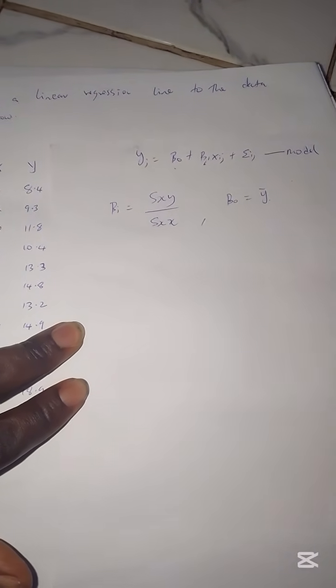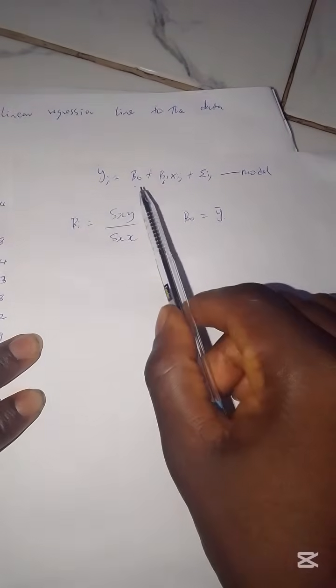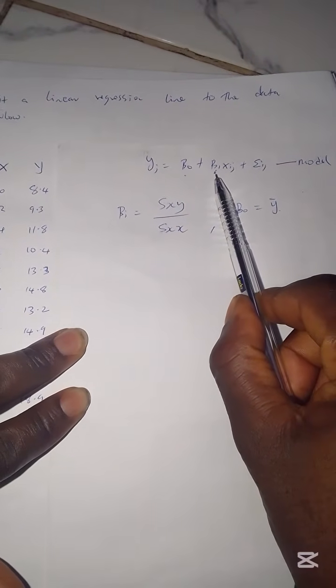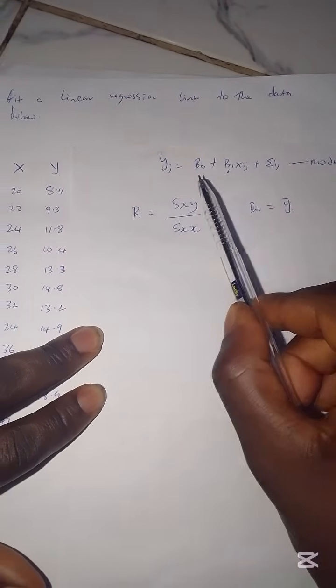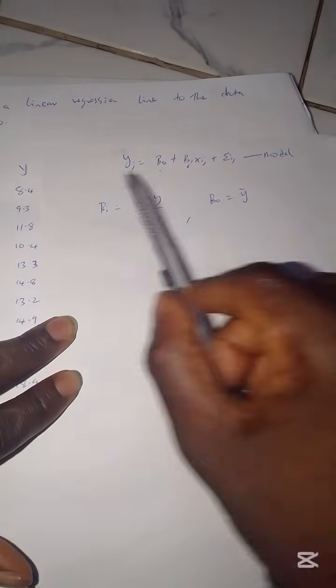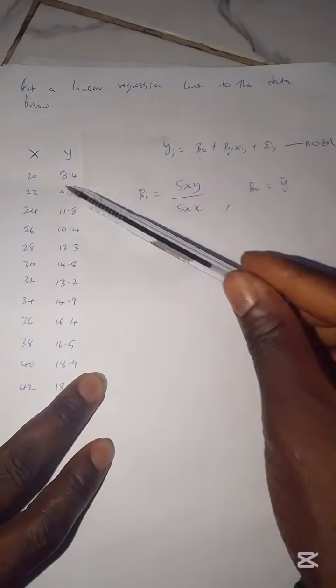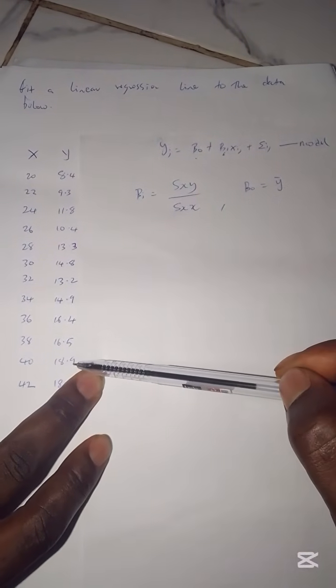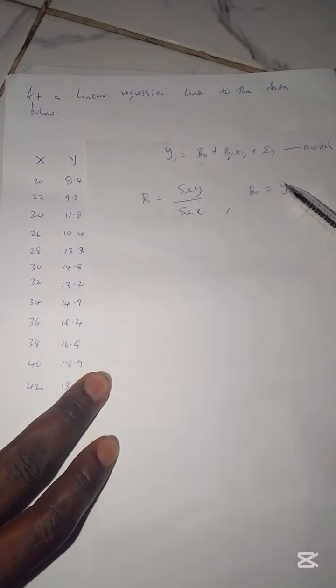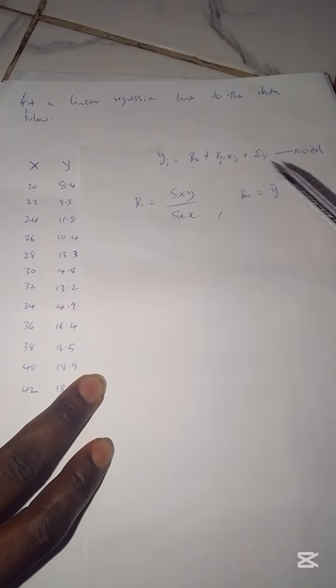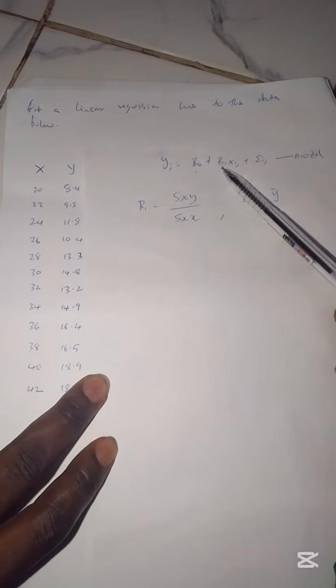So what we are going to do is find b0 and find b1, right? To find b0 is just the summation of y all over the number of y. How many y are there? 1, 2, 3, 4, 5, 6, like 12. So b0 is just y bar, which is the summation of y over the total number of y. But the problem is in b1.